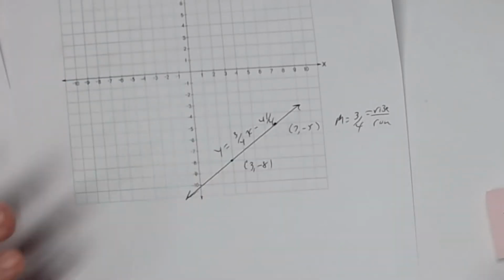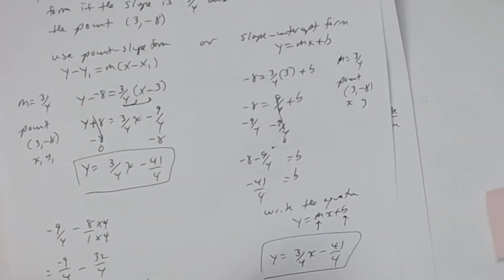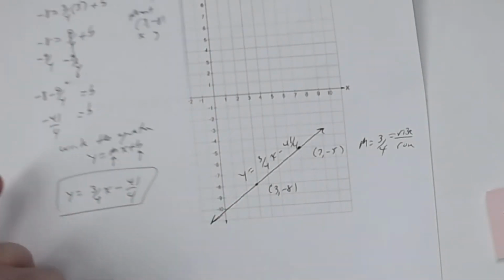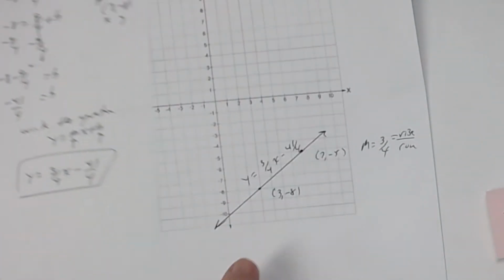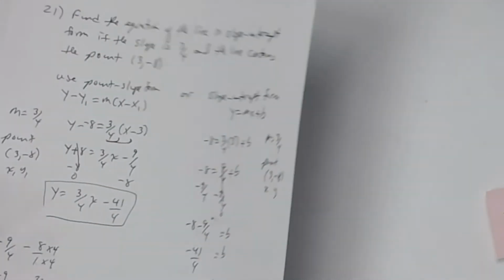Okay, so I just wanted to show you this. You didn't have to do this for this problem because it didn't ask you to graph. It just said find the equation of the line, and you're done. I just wanted you to make the connection between what you're dealing with here and what the graph looks like. All right. Okay, so that was 21.